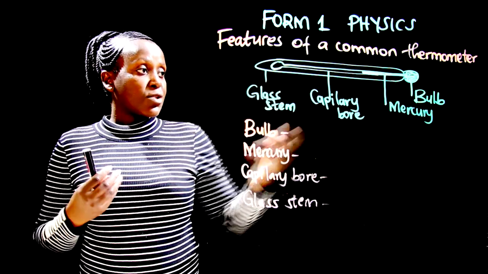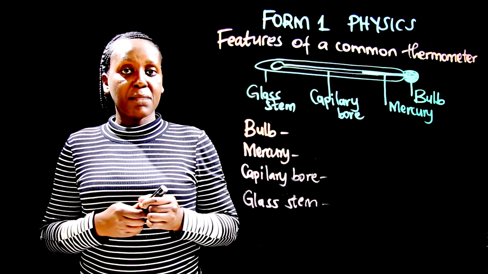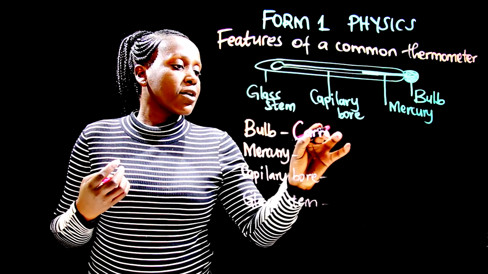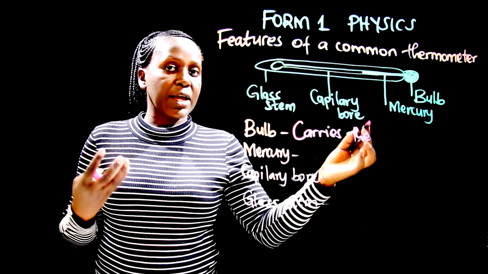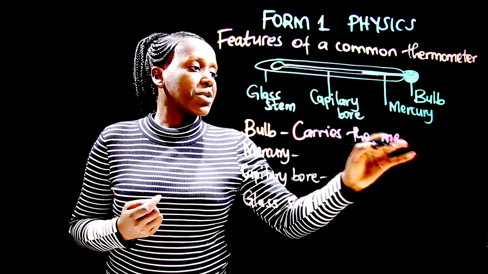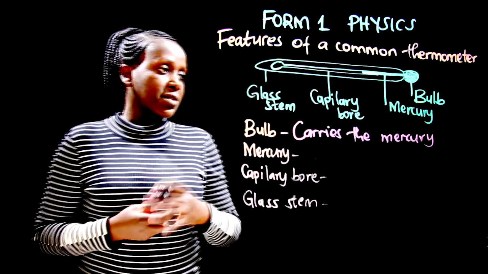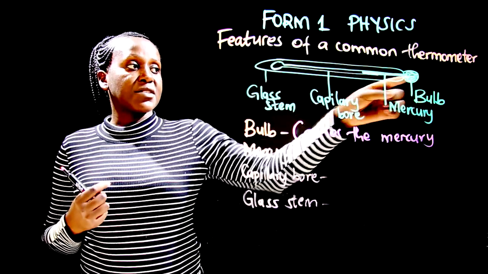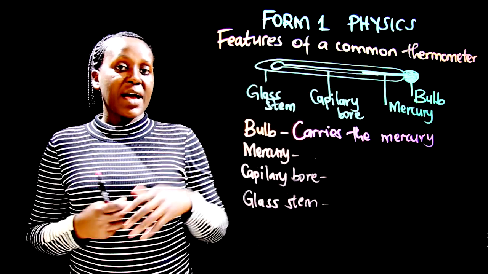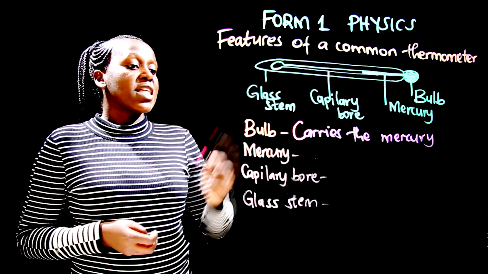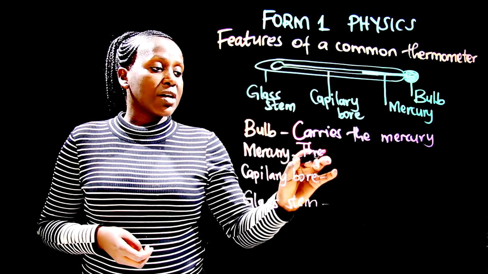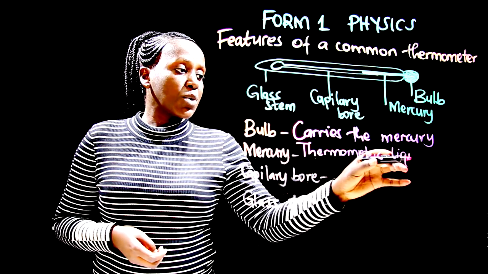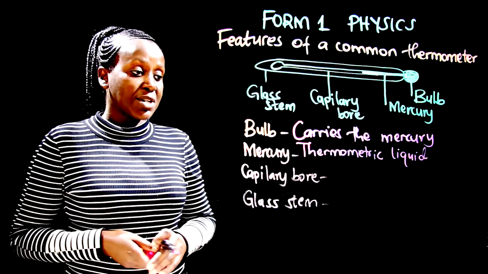So what is the purpose of this bulb? The purpose of the bulb is to hold the mercury, okay? So the bulb carries the thermometric liquid. In this case, it carries the mercury. So that is where the mercury is held. When temperatures are increased, the mercury rises from the bulb all the way to the required level based on the temperature. Then the mercury acts as a thermometric liquid. So it is this liquid that rises to the required temperature.